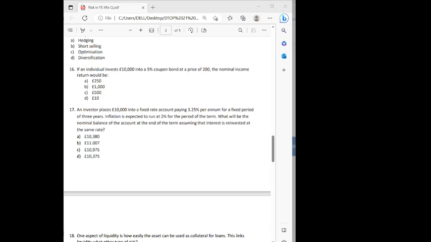So your interest is 5,000 into 5%. That is 250. That's the correct answer. So don't forget it. I have discussed a similar example before as well. Your coupon is based on the standard price or the nominal value, not on the market price. The correct answer is A.